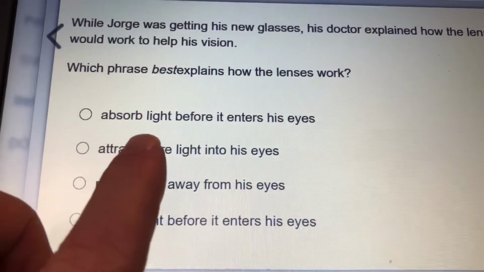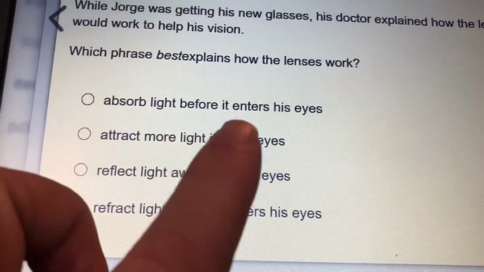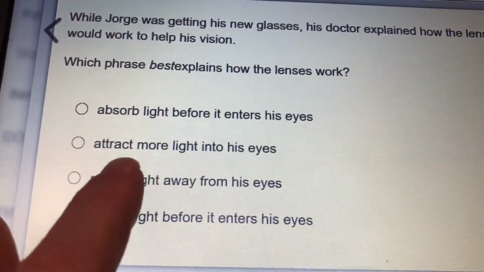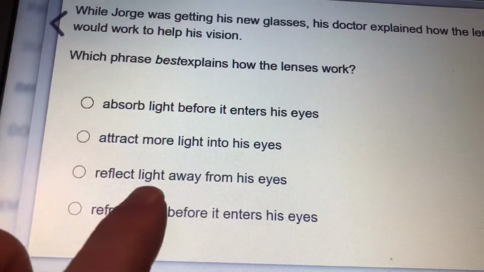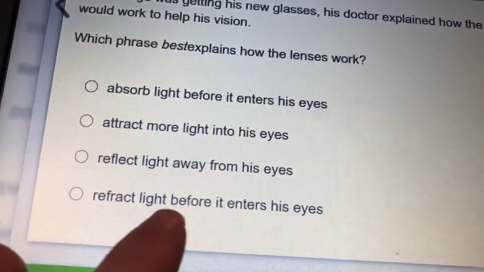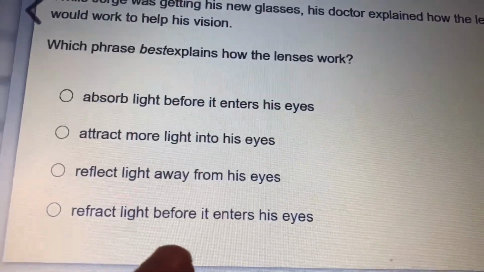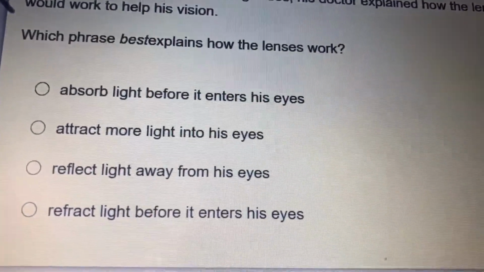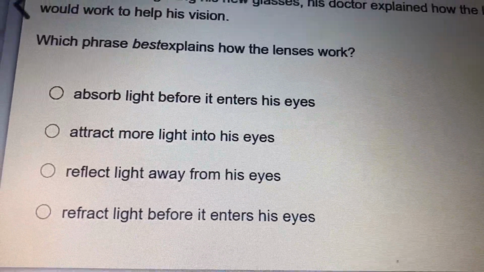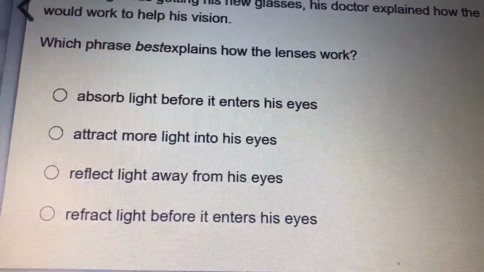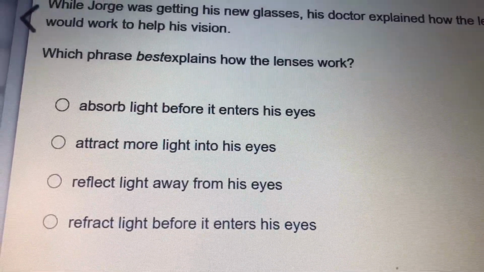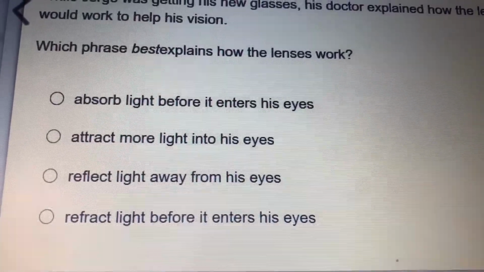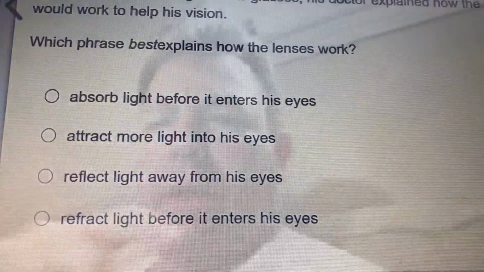They will absorb light before it enters his eyes. They will attract more light into his eyes. They will reflect light away from his eyes, or they will refract light before it enters his eyes. So let's think about this for a moment. What do lenses do? Do they absorb? Do they attract? Do they reflect? Or do they refract? So it cannot be absorbing.